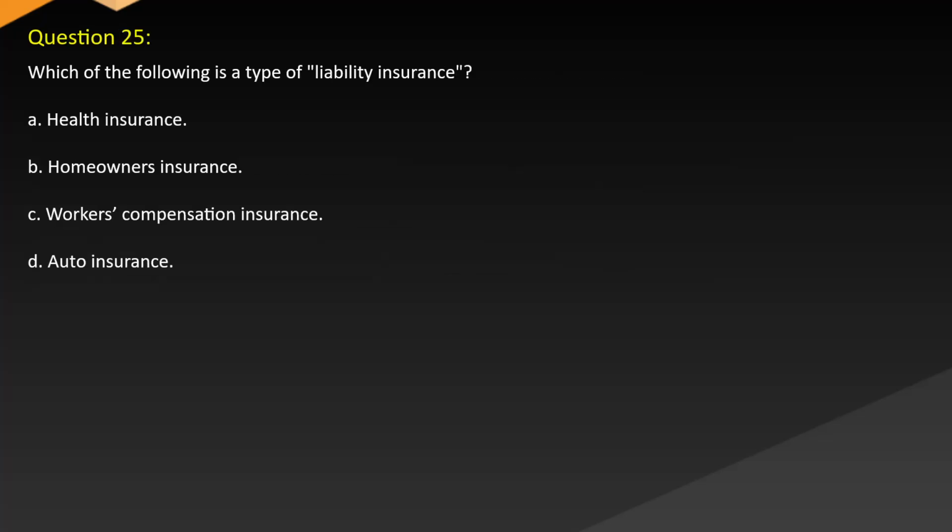Question 25. Which of the following is a type of liability insurance? A. Health insurance. B. Homeowners insurance. C. Workers' compensation insurance. D. Auto insurance.